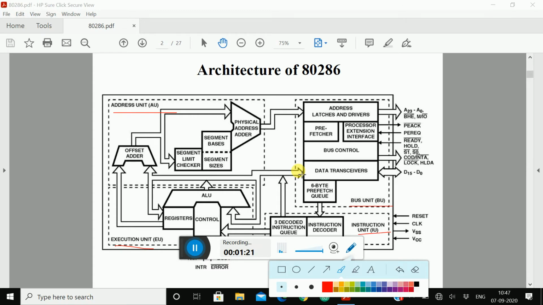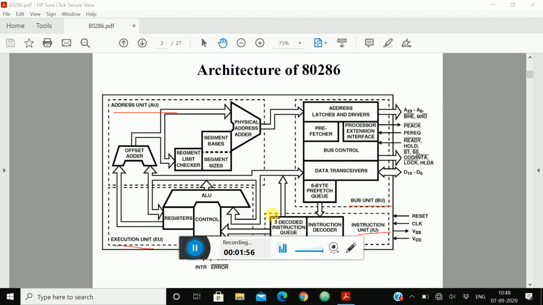So what is the function of the bus unit? It provides all memory and input output read and write operations. Now the second part is that it performs data transfer between 80286 and the co-processor, that is 80287.